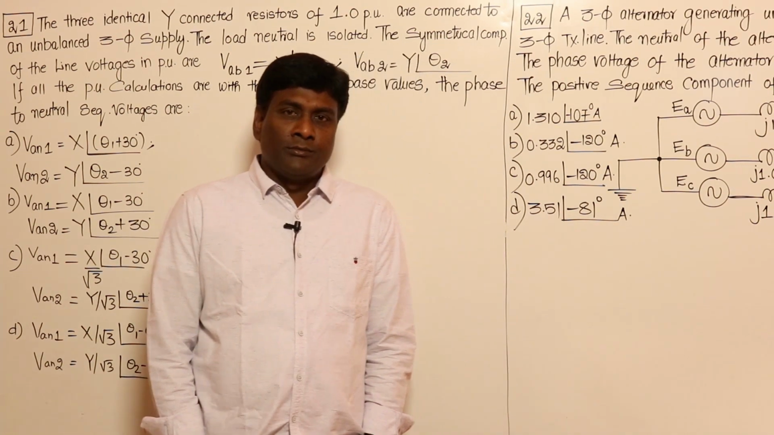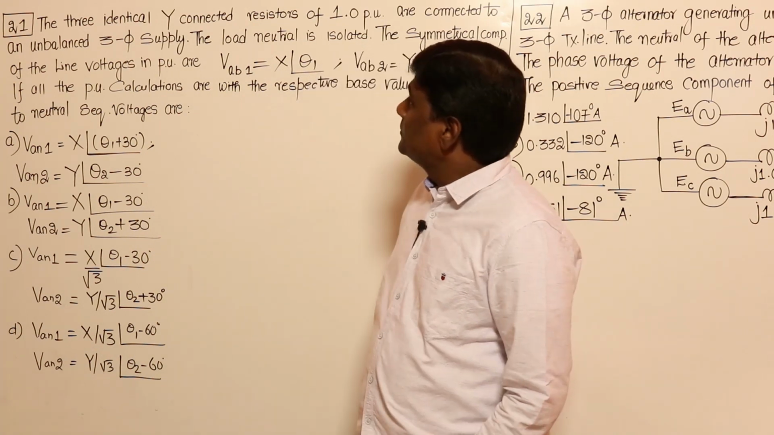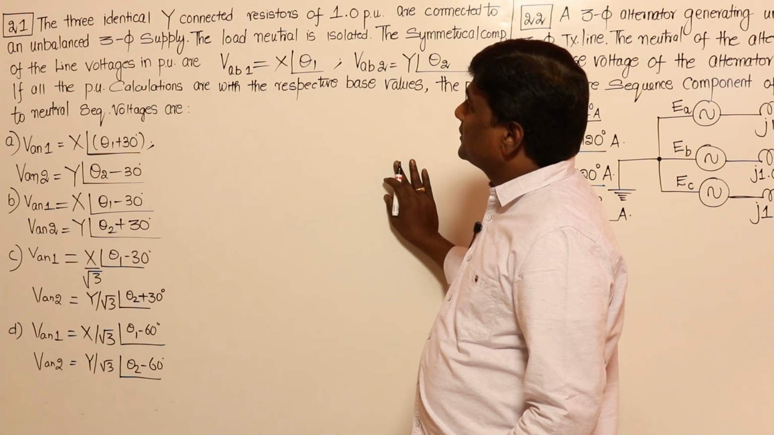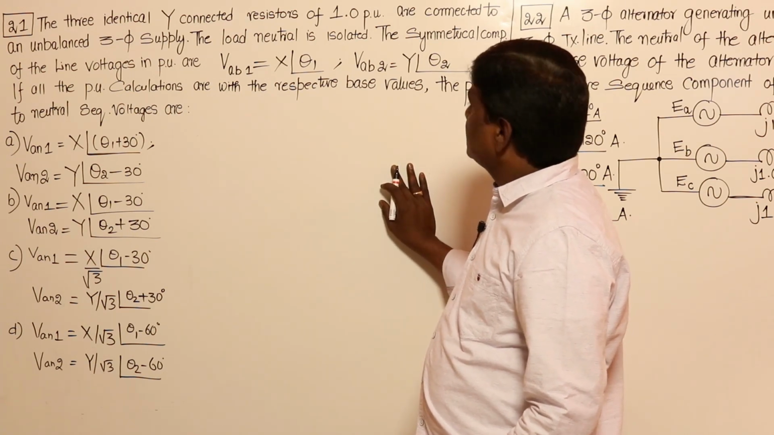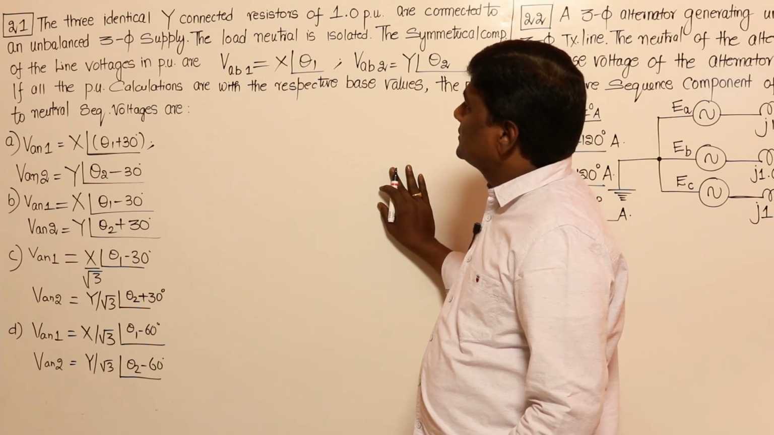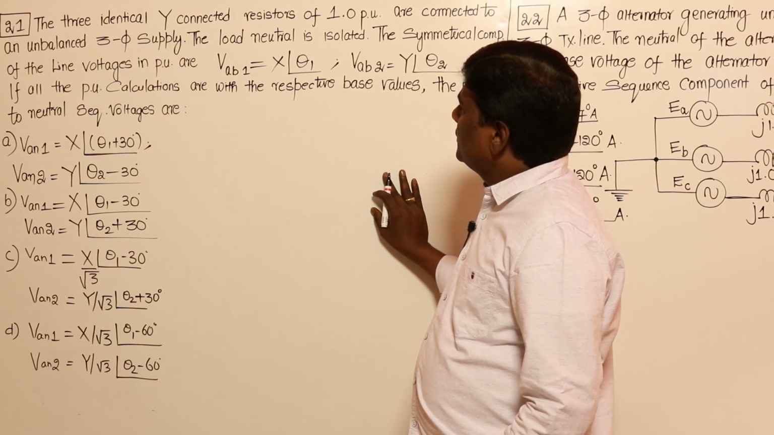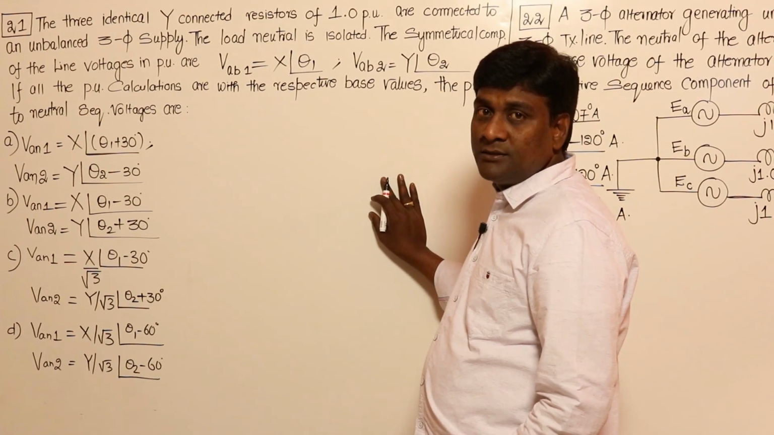Let us see two more problems in sequence networks. Okay, see here in this problem, three identical star connected resistors of 1 per unit are connected to an unbalanced three-phase supply. The load neutral is isolated. The symmetrical components of the line voltages are x∠θ1 and y∠θ2. If all the per unit calculations are with respect to base values, the phase to neutral sequence voltages are?